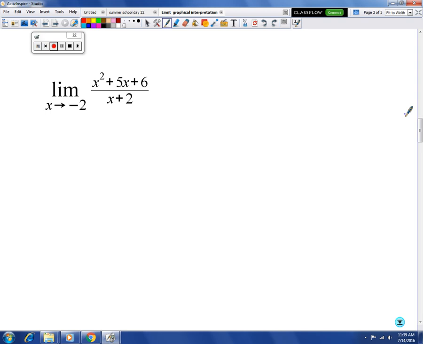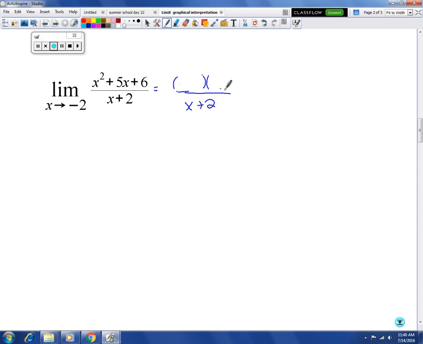Alright, let's try one more like that. Again, if we plug in negative 2, we certainly get a 0 in the denominator. Negative 2 squared is a 4 in the numerator. 5 times a negative 2 is a negative 10. Alright, we get a 0 over 0 again. So let's try factoring, with x plus 2 in the denominator.